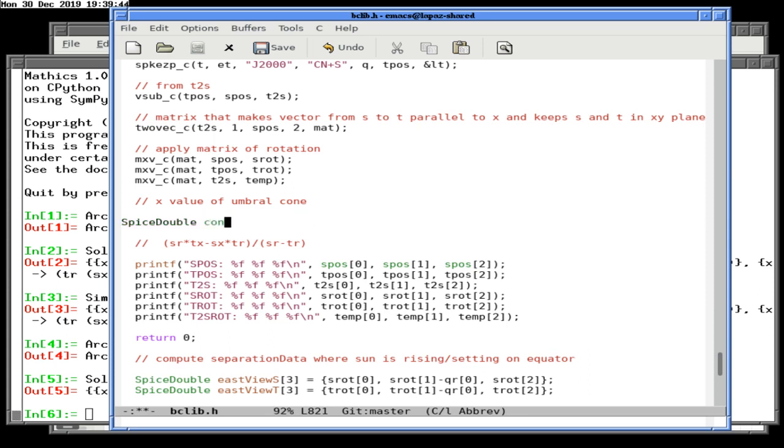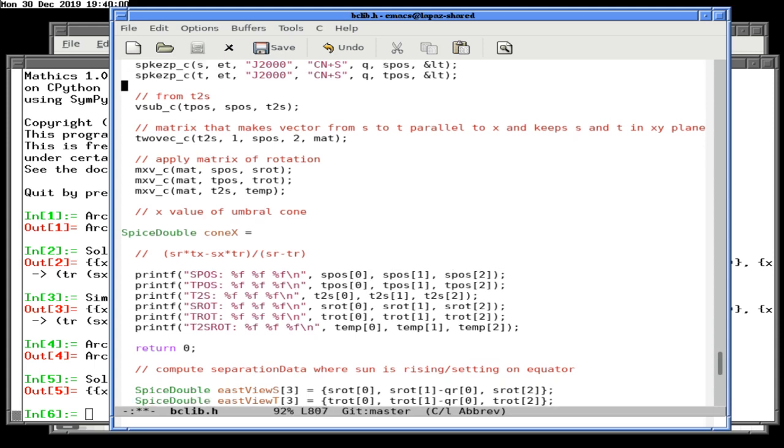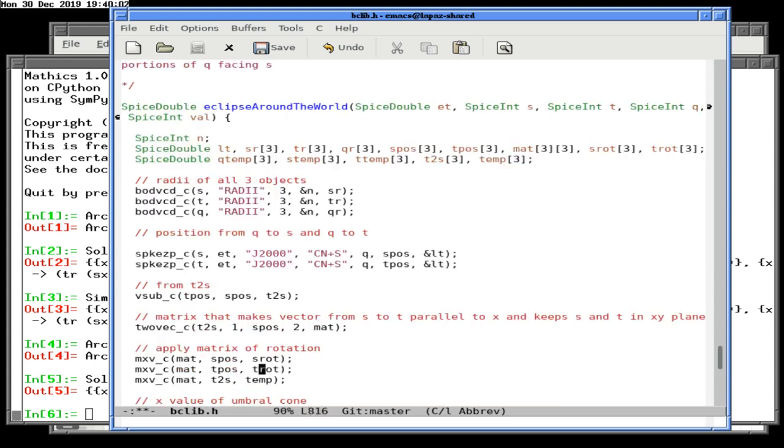So we're going to call this point cone X, because this is the X value of the cone. The Y value is going to be the same as it is for S pos and T pos. The Z value is going to be 0, because we're looking at this in a plane. And so that is going to be SR, which I th- no. Good, we've really messed this up, because SR, it's going to be SR 0, actually.